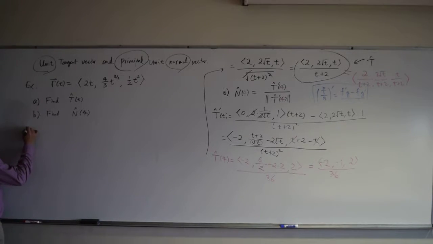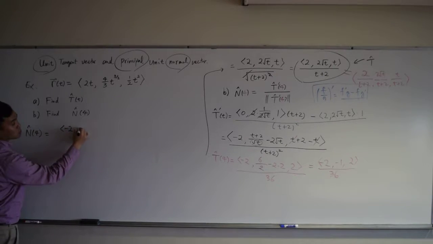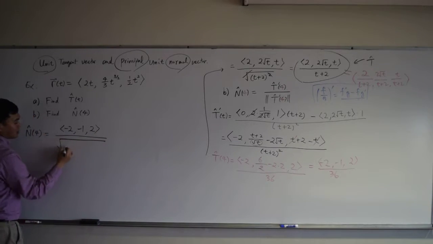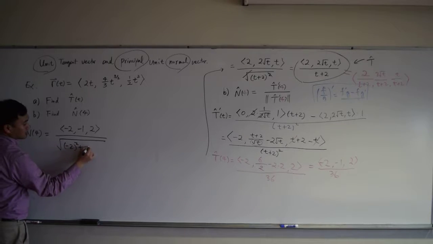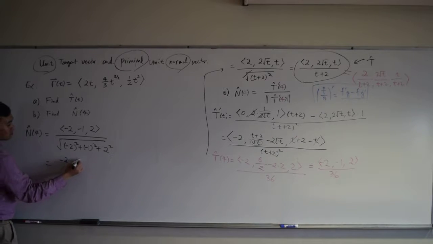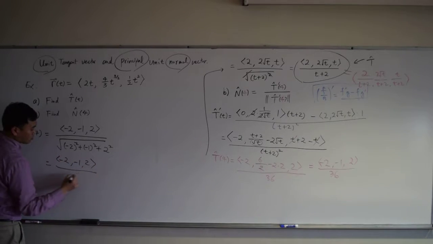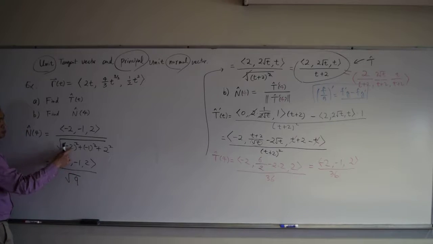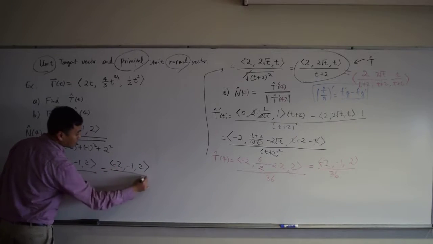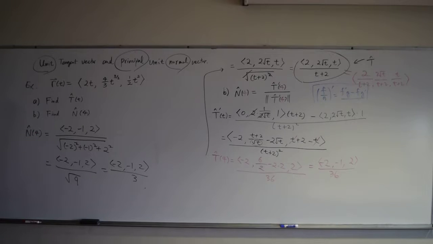Therefore, what we know is that N of 4 is the normalization of negative 2, negative 1, 2, which means you have to divide by its size, so it's negative 2 squared, negative 1 squared, 2 squared, which is negative 2, negative 1, 2 over square root of 9, right? Because 4 plus 1 plus 4, that's 9. And square root of 9 is 3, so you have negative 2, negative 1, 2 over 3. Okay? So that's your normal vector at 4.